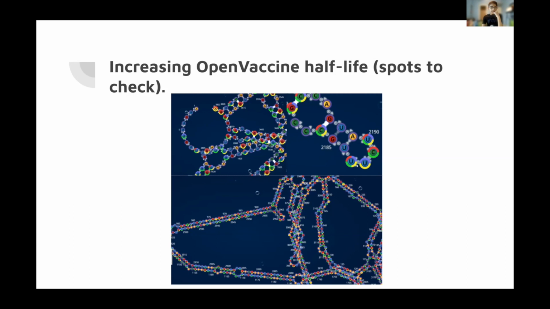If 2188 is an A and 2189 is a G, switch 2188 to U and 2189 to a C. Also check where the bottom picture shows. This is also an area that is prone to half-life increases, especially around this area where my mouse is.